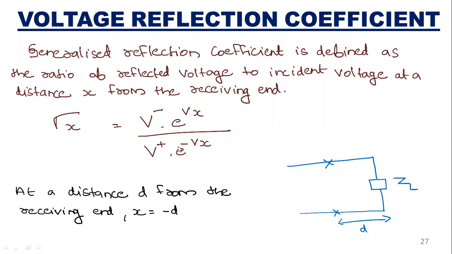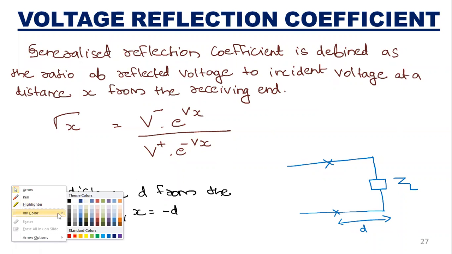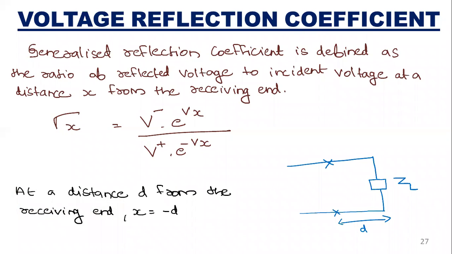So, what is the voltage reflection coefficient? A generalized voltage reflection coefficient is defined as the ratio of reflected voltage. You know that in the wave equation, we have the incident voltage as well as the reflected voltage. That was the final wave equation that we got, and then we found the solution to that. The solution has the reflected wave as well as the incident wave, one along the plus Z direction and the other along the minus Z direction.